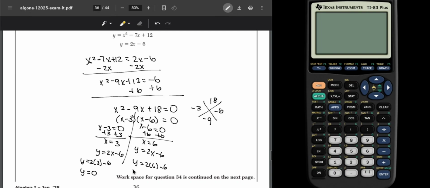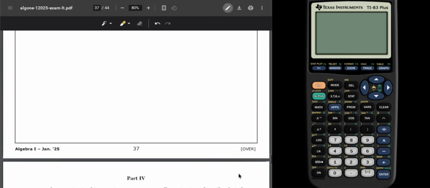Now for here, y equals 2 times 6 is 12. 12 minus 6 is 6. So for my value of x of 6, my y is going to be 6. So x can be 3 for its y to be 0, or x could be 6 for its y to also be 6. And we could also write it as (3, 0) and (6, 6) as all values of x and y that make the equations true.